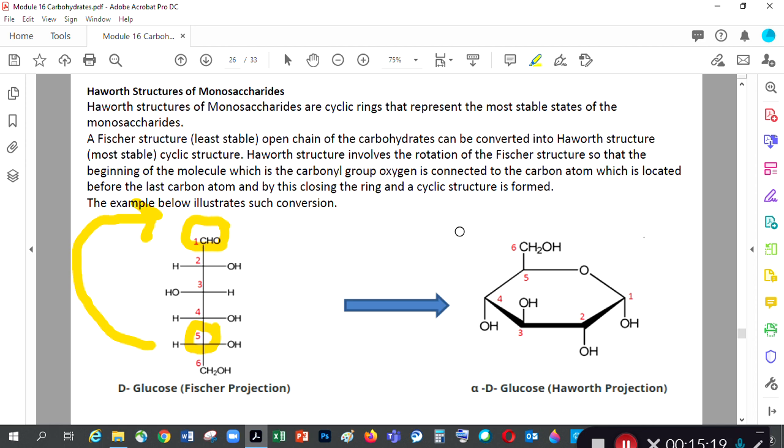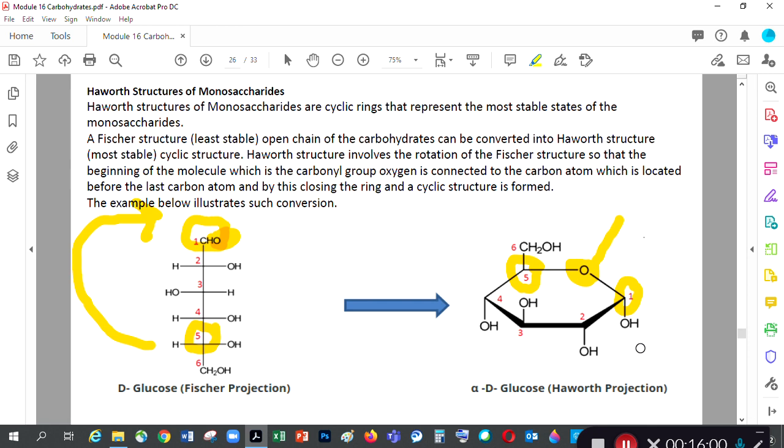Okay, you flip it this way. And the 5 will be here, and the 1 is here. And then you connect through the carbonyl. Here it is. This is the oxygen here. See, the oxygen of the aldehyde group is here, and you connect carbon number 5 with carbon number 1 of the aldehyde group through the oxygen, and you make a very nice cyclic stable compound called the Haworth structure or Haworth projection.